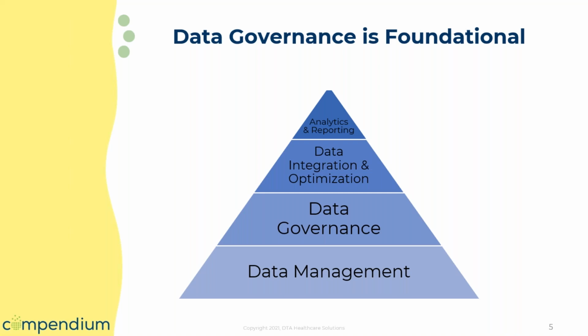So data integration and optimization, how are you calculating fields, how are you mapping, how are you bringing data together, how are you optimizing your data? That really relies on data governance, on how you're overseeing that, how you're prioritizing, how you're managing it. And then at the top, analytics and reporting. That's what we're doing this for, so that the data can be utilized. So that's at the top of the pyramid and really depends on all the things below it. And data governance is a key part of that.